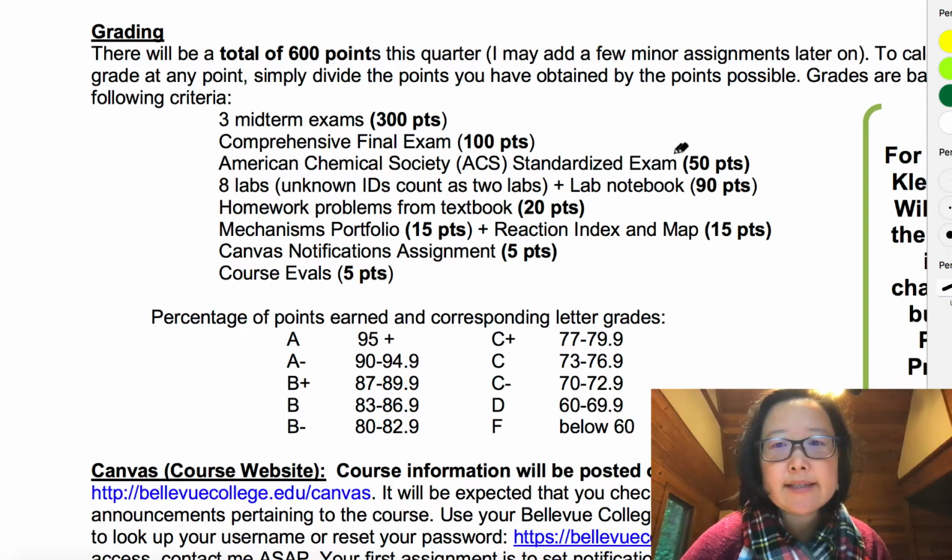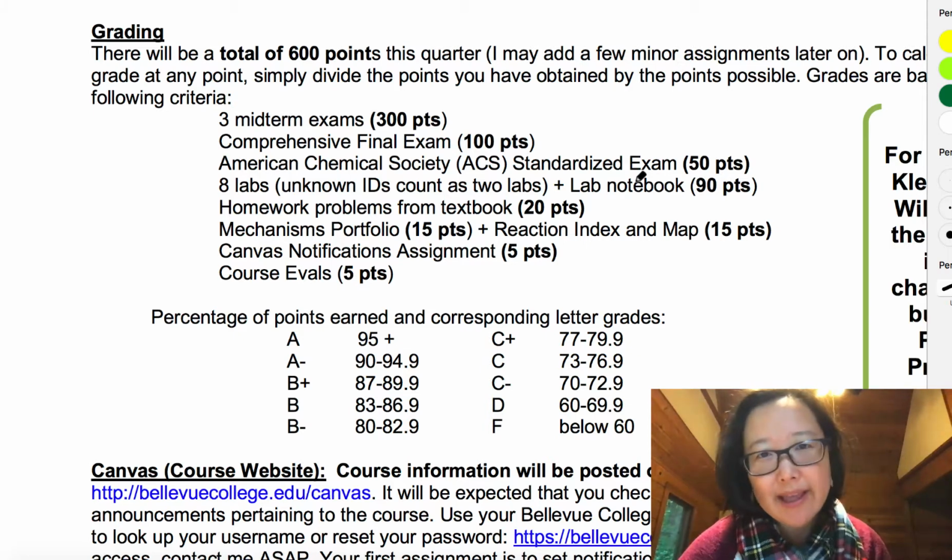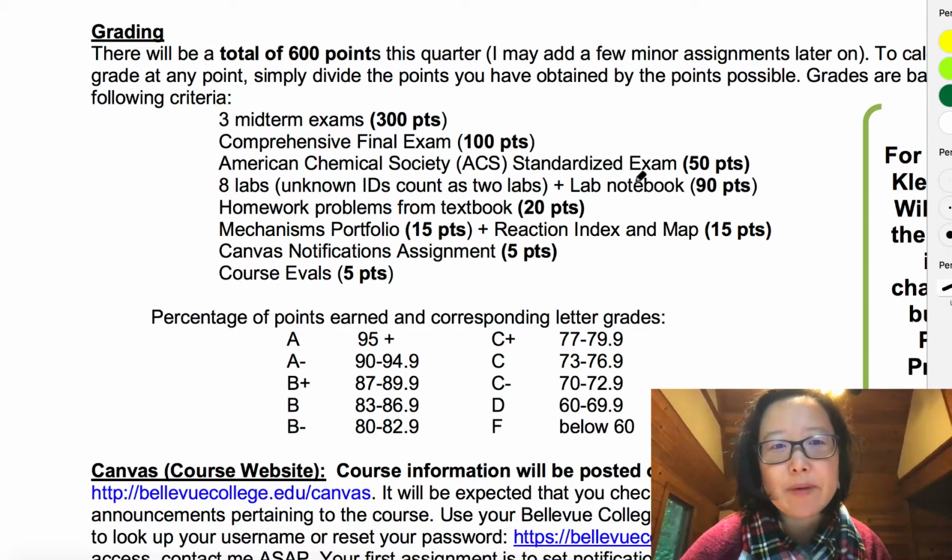Here's the ACS exam, is worth half of a regular exam. So not too much pressure, but still enough pressure. You want to do well. 8 labs and a lab notebook. So mainly I do lab notebook checks during lab, and I do one big one at the end of the quarter. So hold on to your lab notebooks.